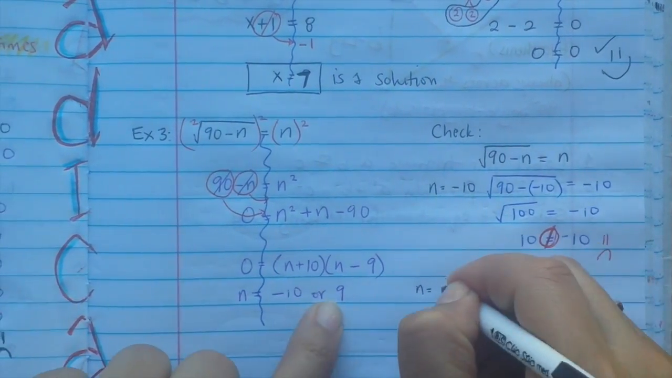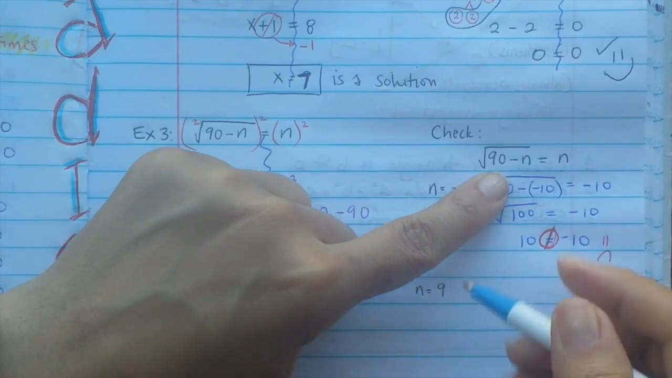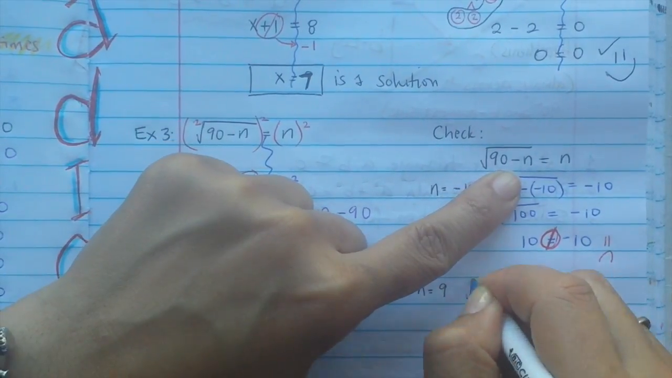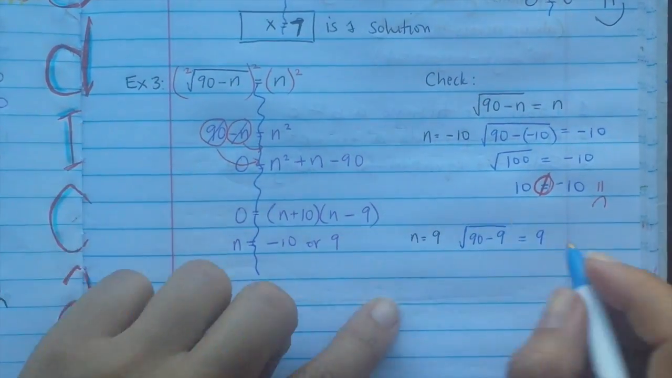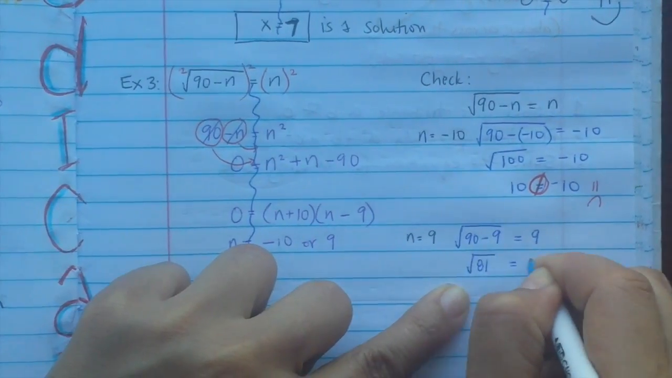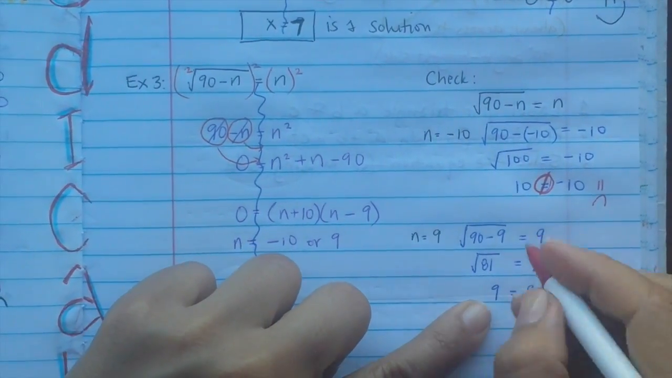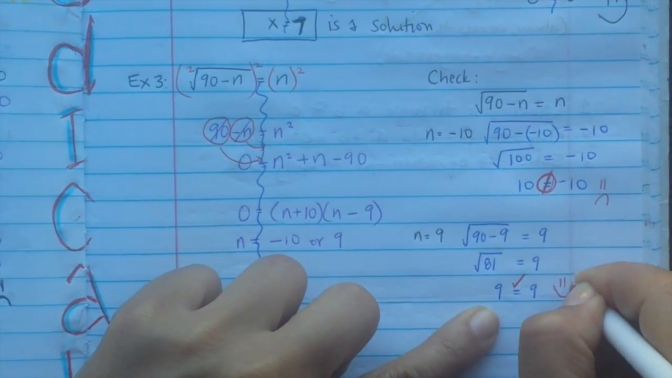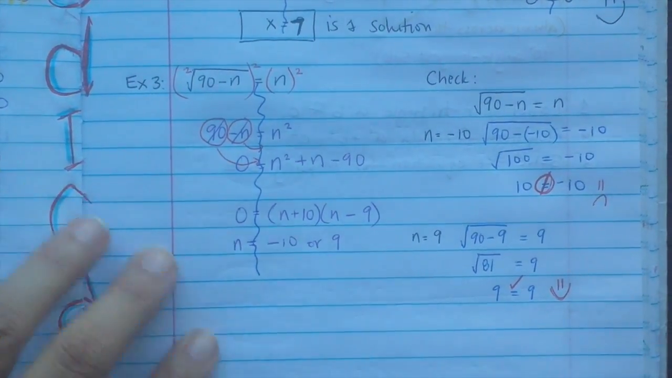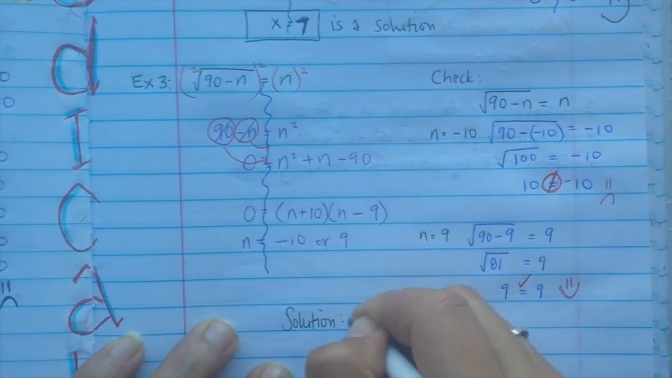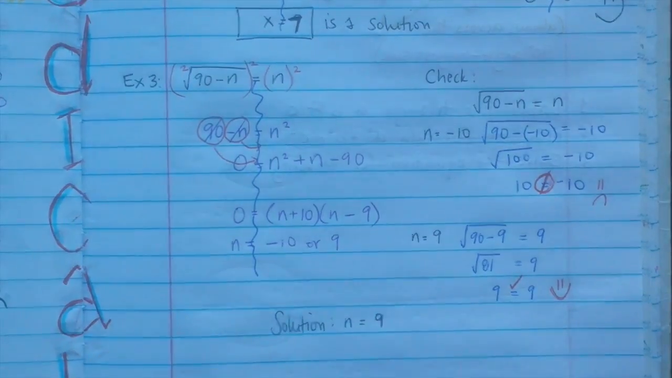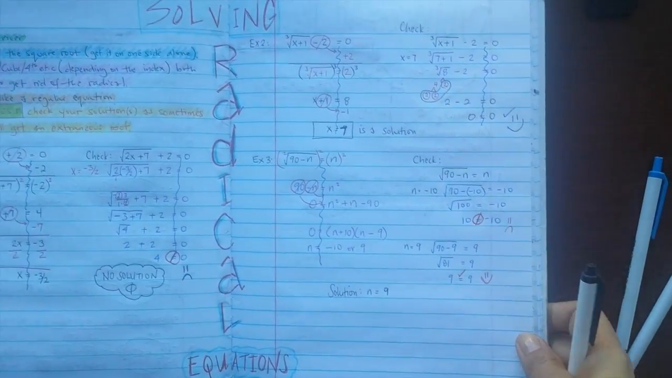So now I'm going to check n equals 9. So we're going to get the square root of 90 minus 9 equals 9. Well, 90 minus 9 is 81. Square root of 81 equals 9. That's going to be 9 equals 9. Is 9 equals 9? Yes, it is. So your solution to this problem is n equals 9 only. This is a listening check. Go ahead and box the word solution, n equals 9, and shade it in.